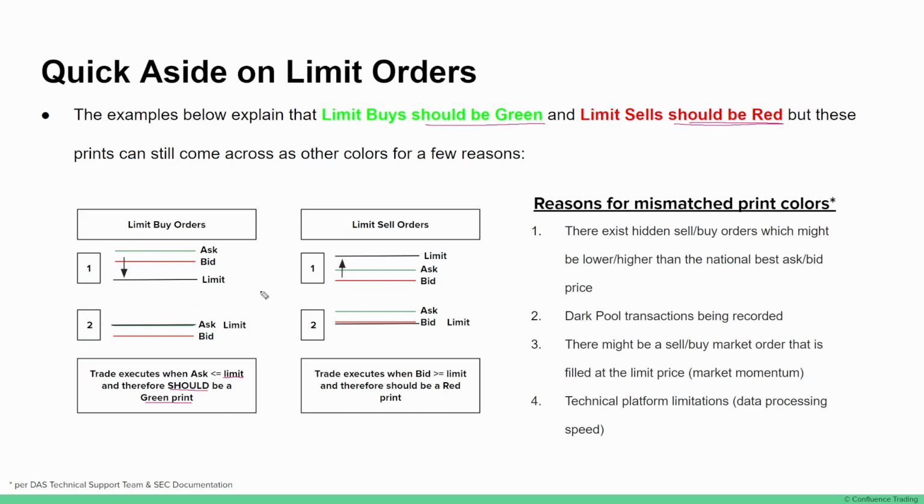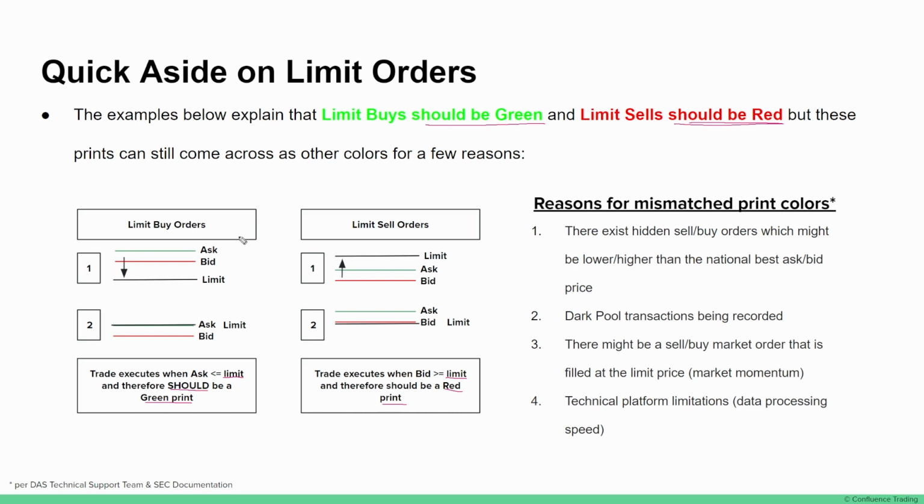On the flip side of that, a limit sell order should be a red print because you have your limit sell up here above the bid-ask spread. And in order for this to get filled, the bid price has to be greater than or equal to your limit price. So therefore, you should be a red print. This is, again, per SEC documentation. You cannot argue with this.